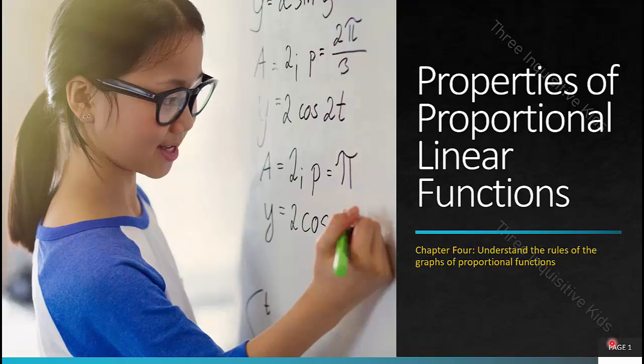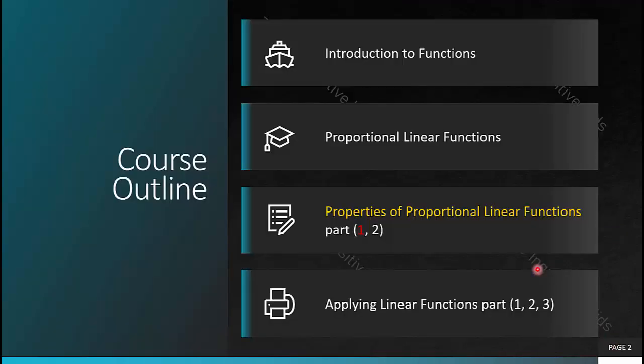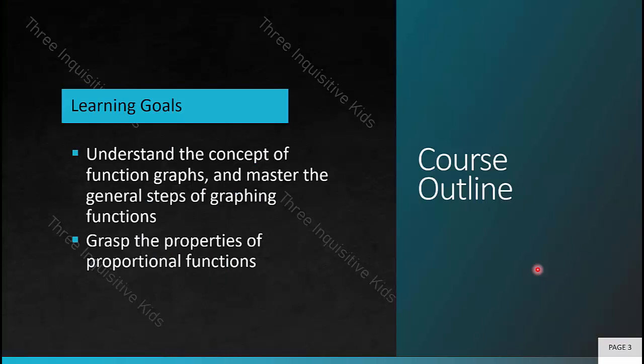In this lesson, we will be learning about the properties of proportional linear functions. Chapter 4. Understand the rules of the graphs of proportional functions. This is part 1 of properties of proportional linear functions. In the next lesson, part 2, we will be learning about linear functions, but here we're just looking at proportional linear functions.